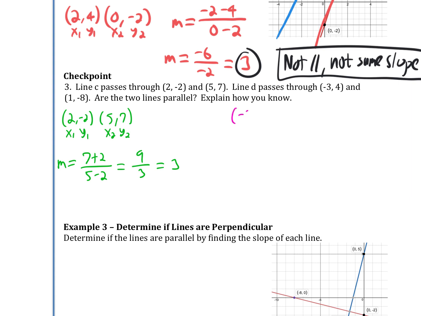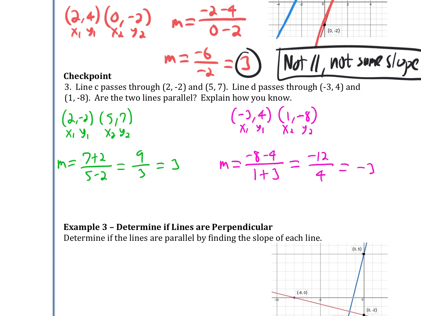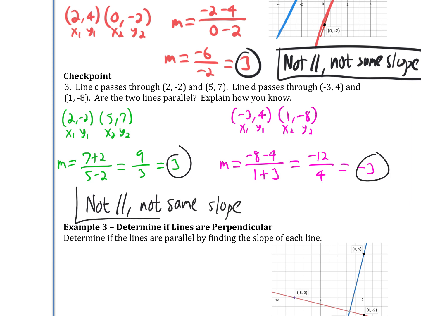So then we had -3, 4, and 1, -8. So we got x1, y1, x2, y2. So we're going to plug in here. We have y2 minus y1, which is -8 minus 4, over 1 plus 3, which is -12 over 4, which equals -3. Now, are these parallel lines? Are they the exact same slope? Well, we have 3 and -3. Those are not the same slope. So these are not parallel because they're still not the same slope. They have to be the exact same number, not positive or negative.